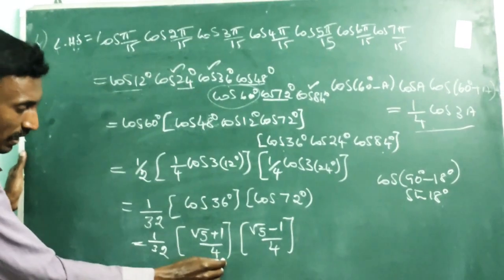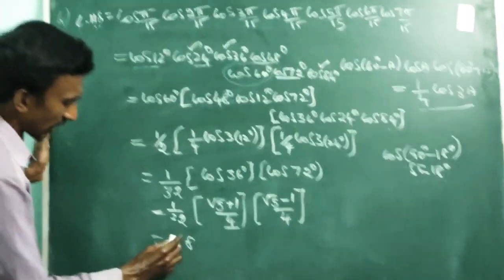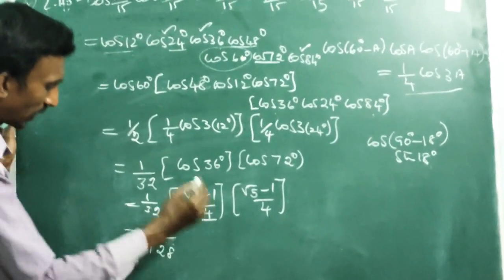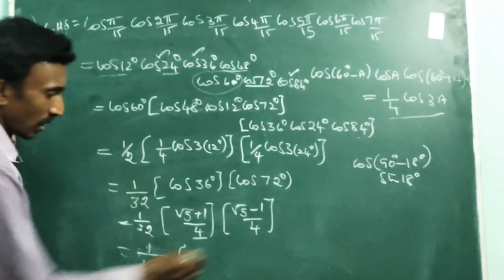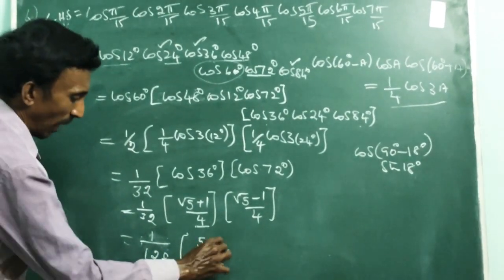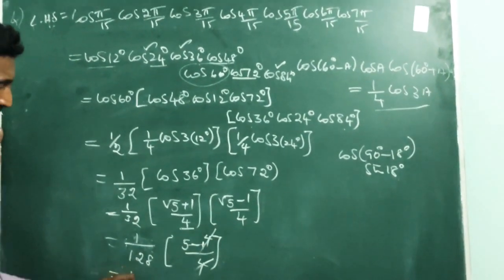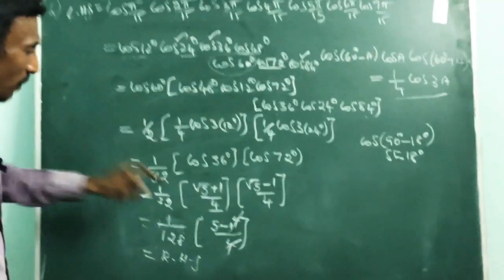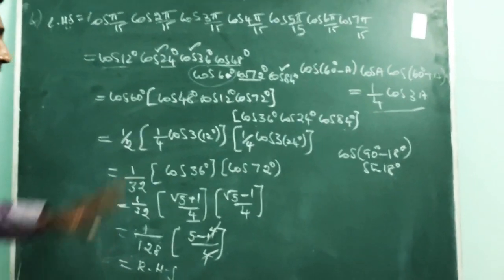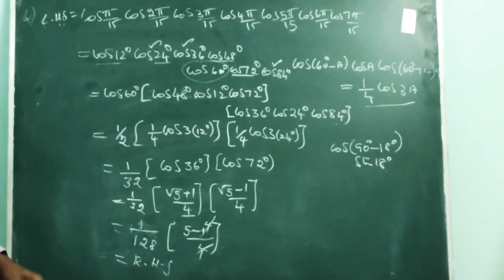So again take only 1 by 4. 4 2s are 8, 4 3s are 12. So 1 by 128 into, so 1 by 4 is remaining. So (a plus b) into (a minus b) is a square minus b square. 5 minus 1 is again 4. This 4 cancels. It is the RHS. So you have to remember what is cos 36, what is sin 18 value. If you have a doubt, refer example number 3.29 in the textbook.